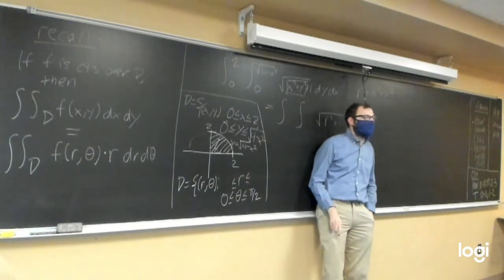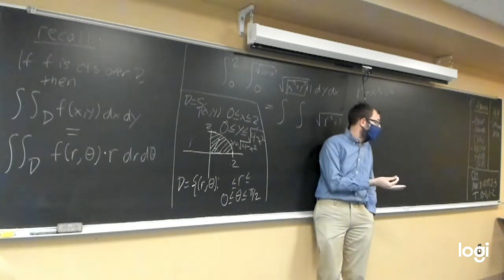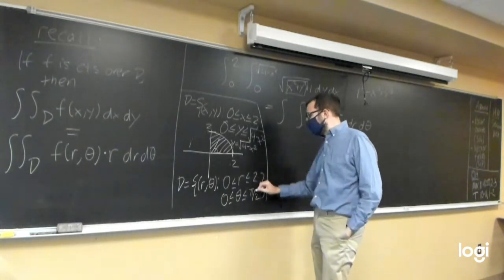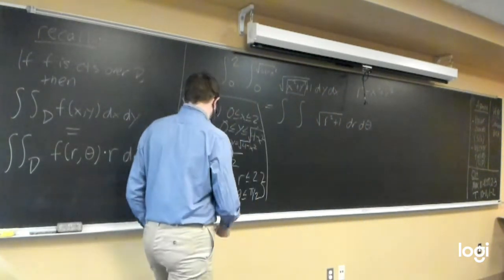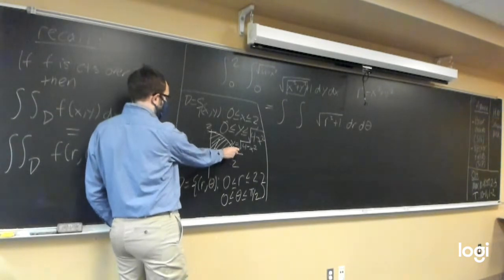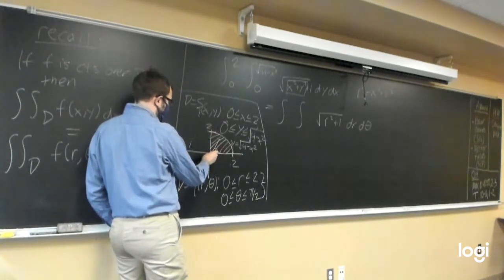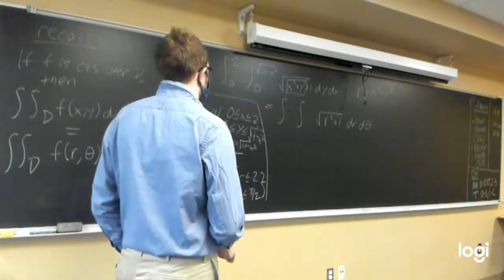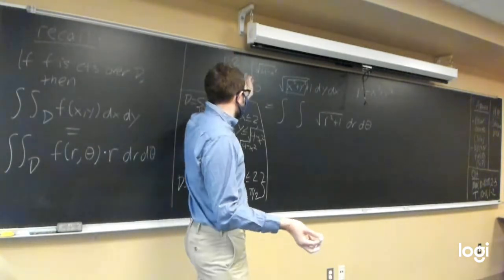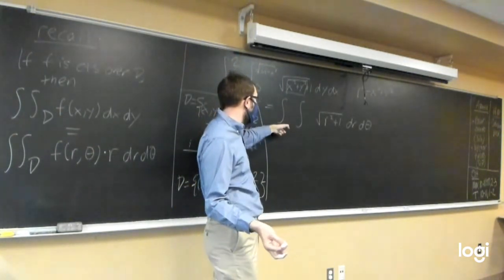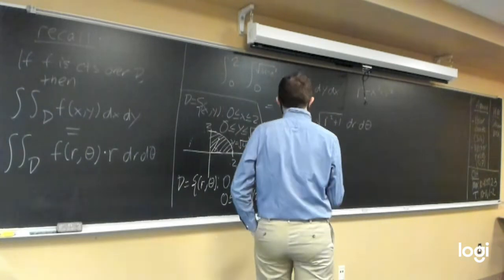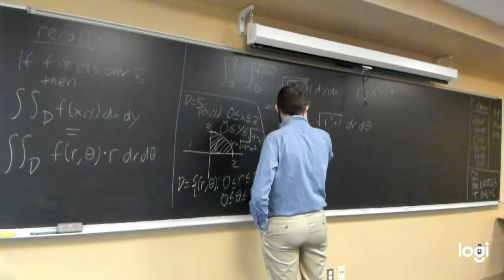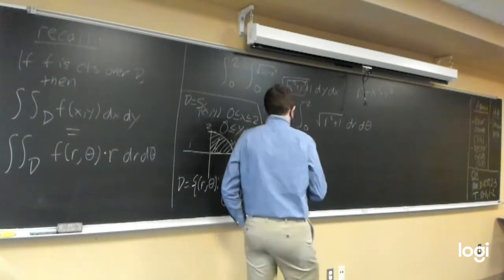And how about r in this scenario? I agree. It looks to me like r is going to go from 0 up to 2, because we're looking at all points in the first quadrant whose distance from the origin is less than or equal to 2 units. So when we swap out our xy integral in terms of polar coordinates, we're going to let r go from 0 up to 2 and theta is going to go from 0 to pi over 2.